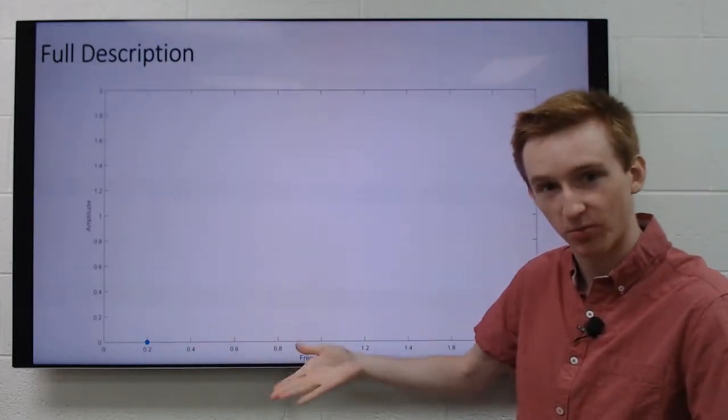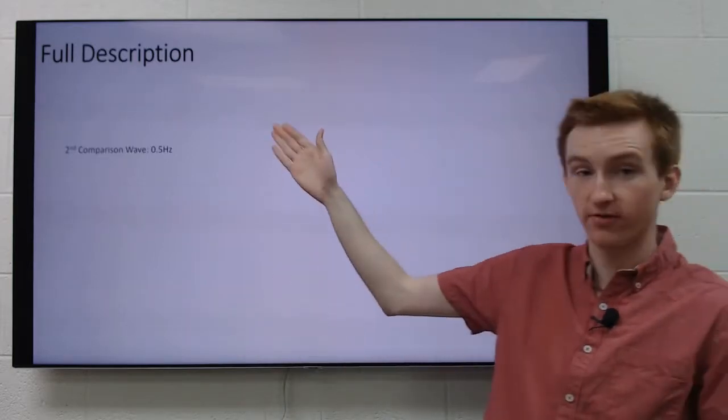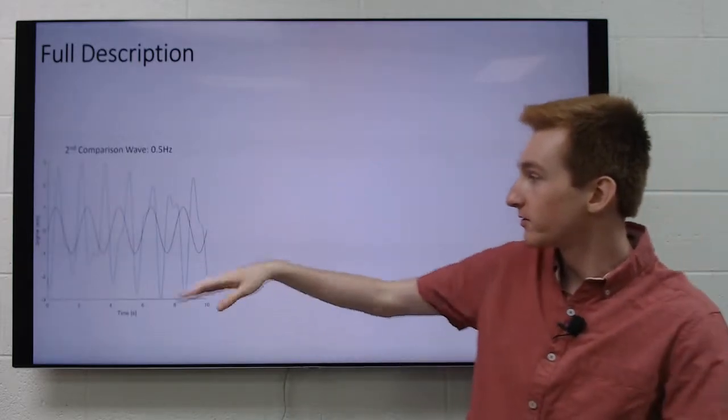We can't do this with just 1 point, so we have to keep going. 0.5 hertz. All right, so if you plot over, it looks like this.